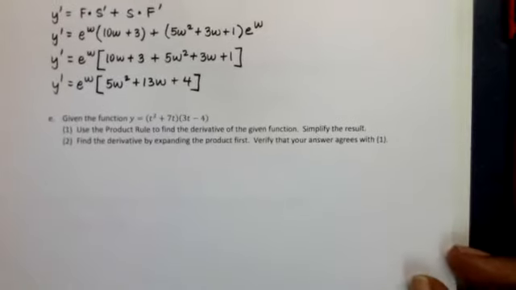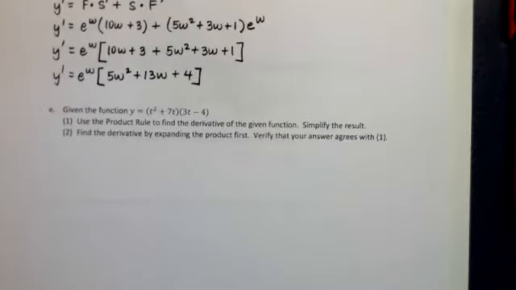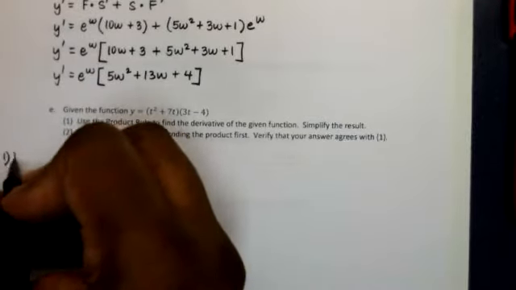All right, part E. Let's say we're given the function y is equal to t squared plus 7t times 3t minus 4. Number 1, I want to use the product rule to find the derivative of the given function and simplify the result. Number 2, you're going to find the derivative by expanding the product first. Verify that your answer agrees with number 1. So let's start with number 1, using the product rule.